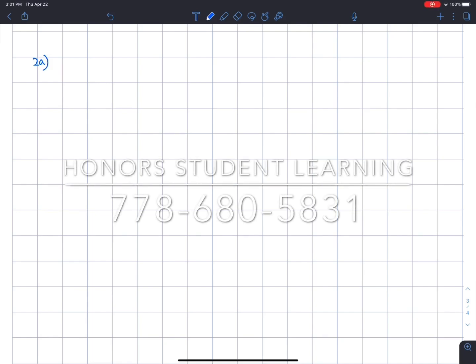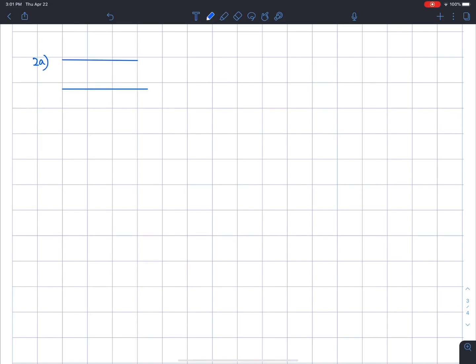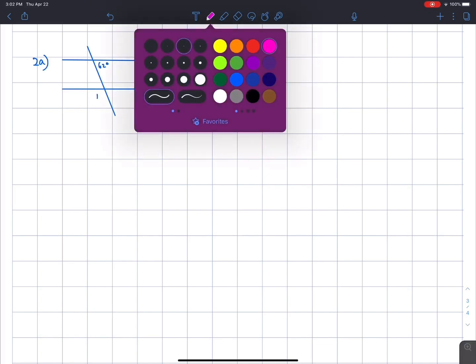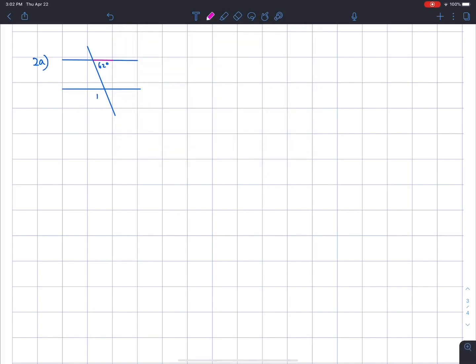Okay, question 2A. So they want us to find angle 1. What I can say is that there is a set pattern here.